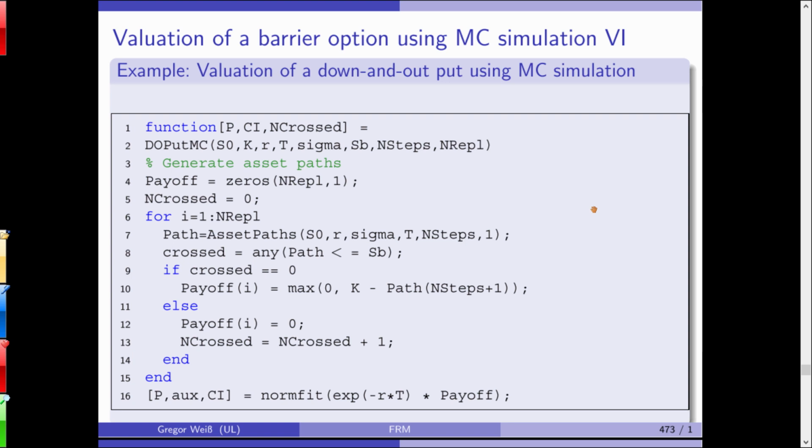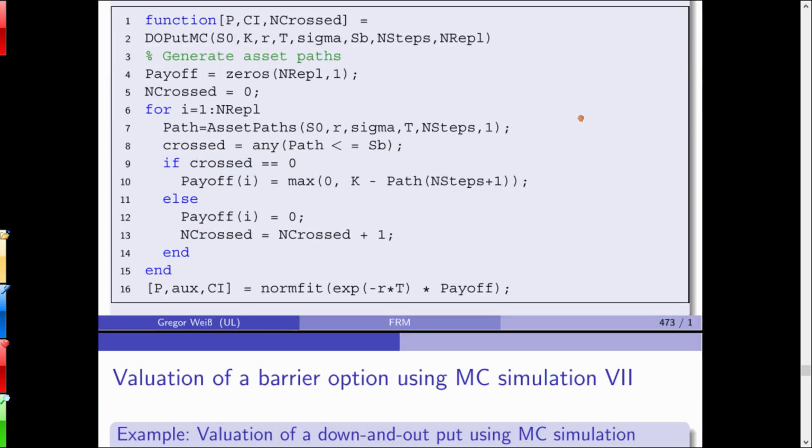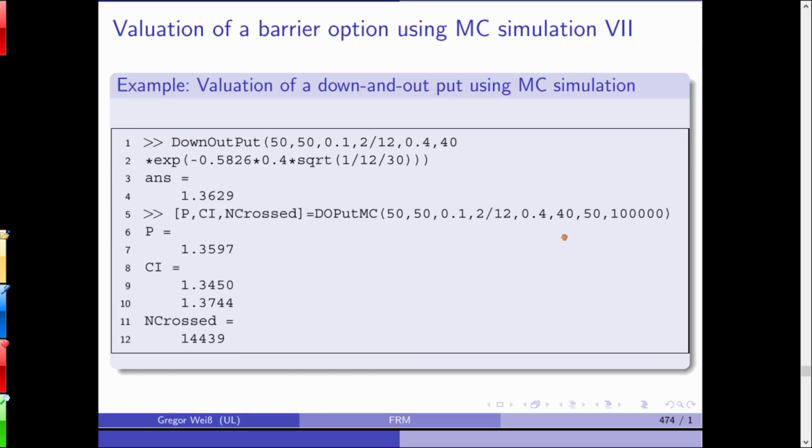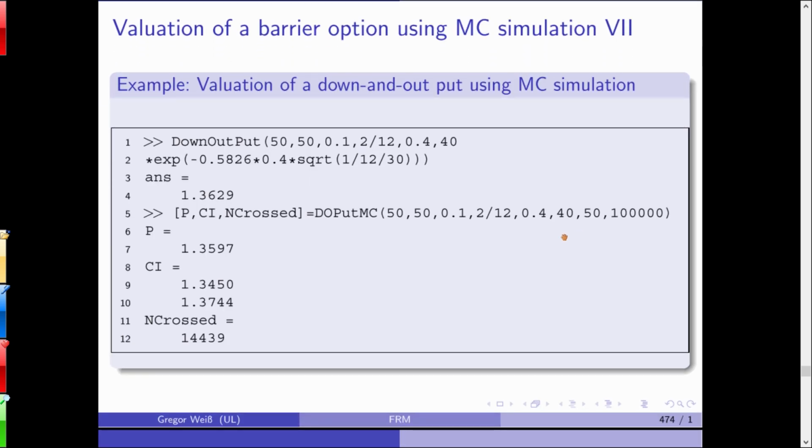So for example, if we have 1,000 simulations, and N cross is 350, we know that in 350 cases out of those 1,000 simulations, the barrier option was knocked out. And then, in the end, you know how this goes, discount factor times payoff gives you the Monte Carlo price. Simply take the payouts and discount them and fit a normal distribution, or you could take the mean of it. And here, this is one run of this.